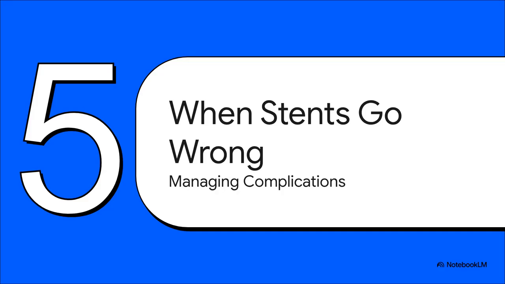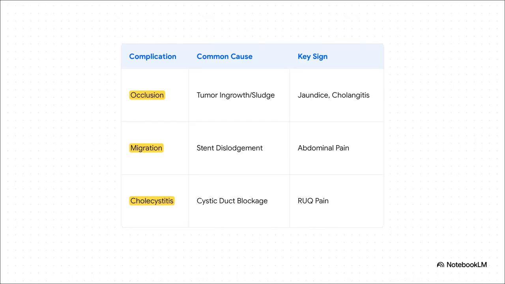Of course, no procedure is perfect. Stenting is an amazing tool, but you've got to be prepared for when things go wrong. So let's wrap up by looking at the most common complications and what you need to do about them. Think of this table as your high-yield cheat sheet. The big 3 problems are occlusion, migration, and cholecystitis.